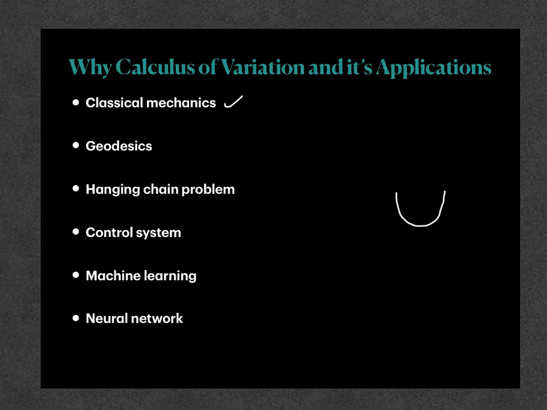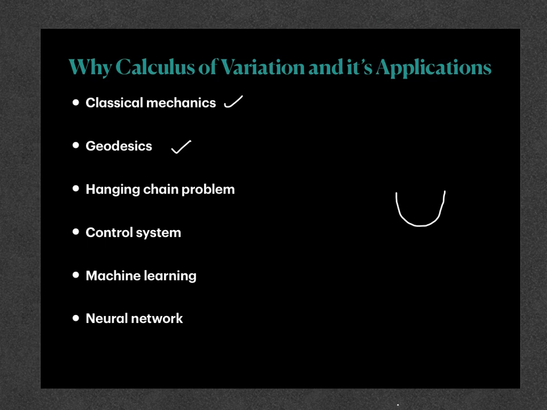Then it is used in the geodesics of surfaces, because the actual thing that we are going to do in the calculus of variations is to find out the path. And what is a geodesic? It is nothing but the smallest path between two points. Like in two-dimensional space, the geodesic is a straight line. And in three-dimensional space, the geodesic on a sphere is nothing but a great circle, like the equator of our earth.